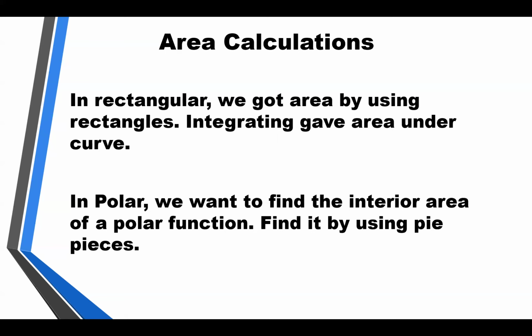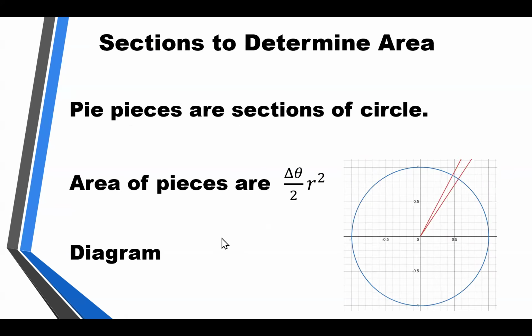In rectangular, we use left, right, up, down, because that's x and y. In polar, we're going to find the interior area of a polar function. And because of the way polar is set up, we take little pie pieces and figure out the area of little pie pieces. So when I say a pie piece, I mean a little section of a circle.